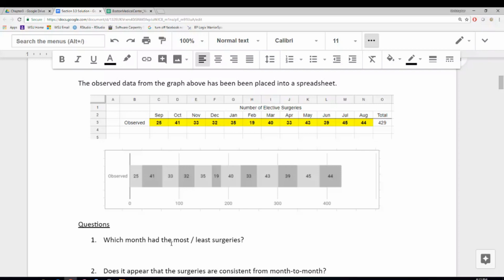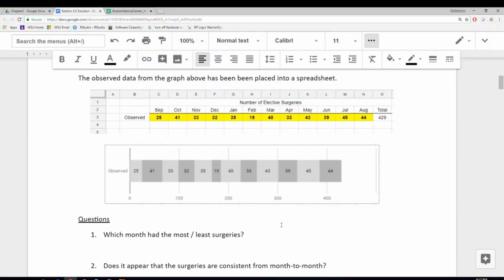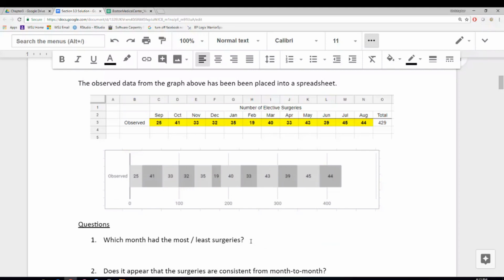Now, let's go ahead and answer the questions here on the bottom of this page. Which month had the most surgeries? We can either look at the graph here or we can look at the numbers up above, but I think it was July had the most. So July had the most at 45 surgeries.